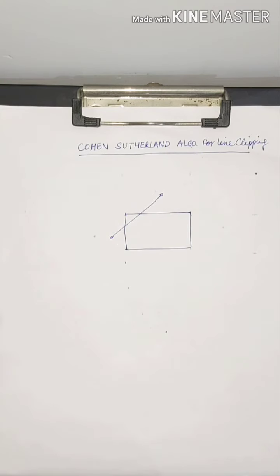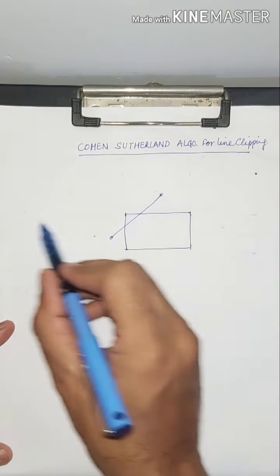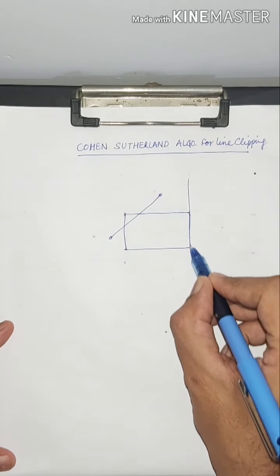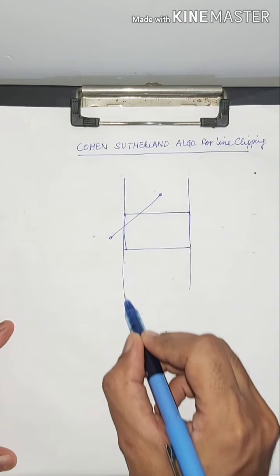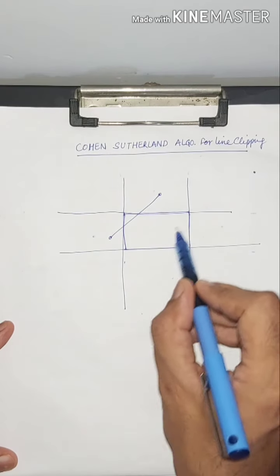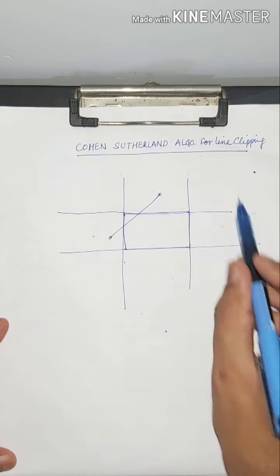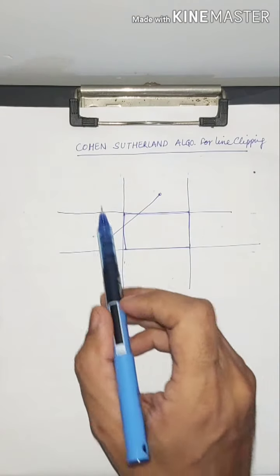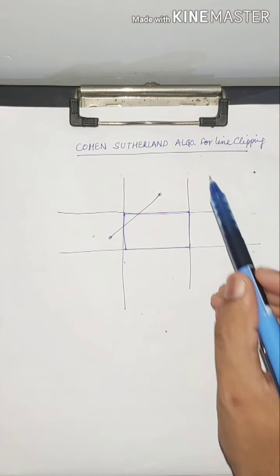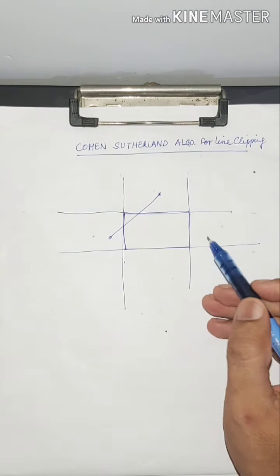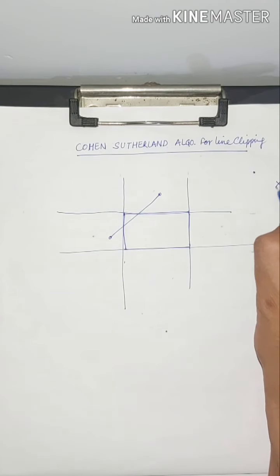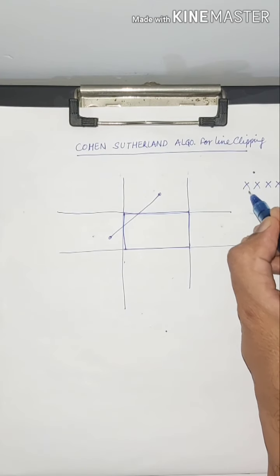Let's study the Cohen-Sutherland algorithm. Before that, the whole of the two-dimensional space is divided into regions. I extend the vertical boundaries and the horizontal boundaries also. So this is your clipping window, and I have divided the two-dimensional plane into 1, 2, 3, 4, 5, 6, 7, 8, 9 regions. The Cohen-Sutherland algorithm provides a region code for every region. This region code is a 4-bit code.